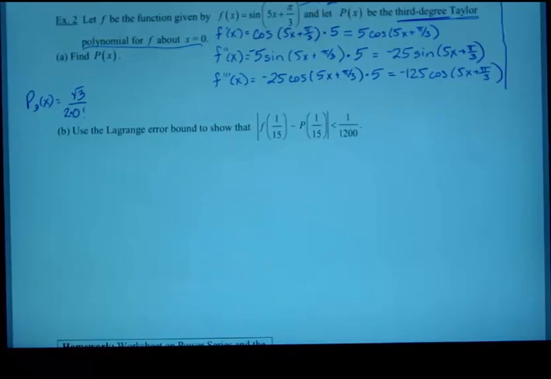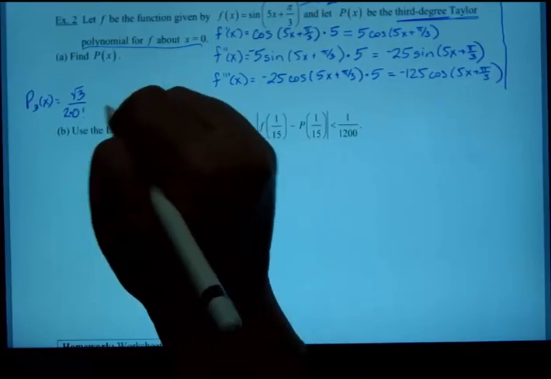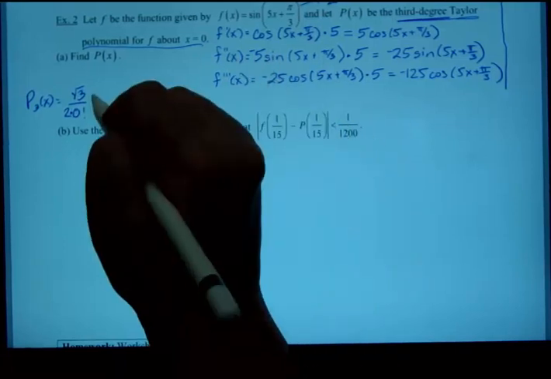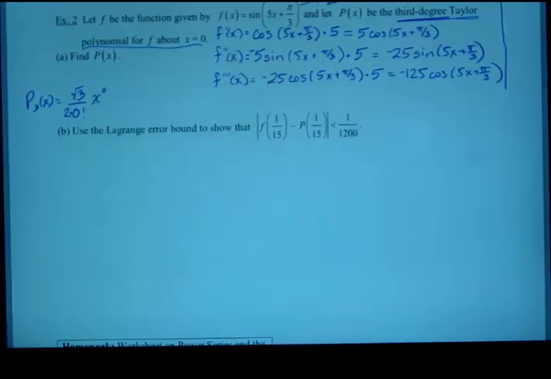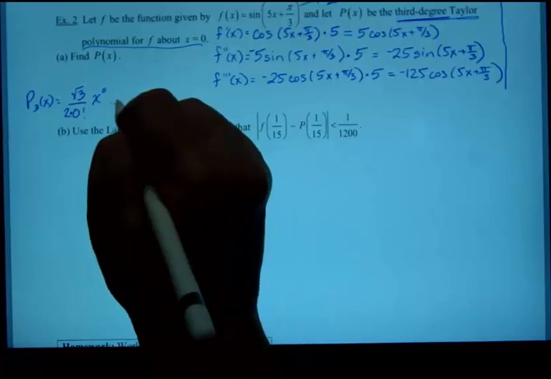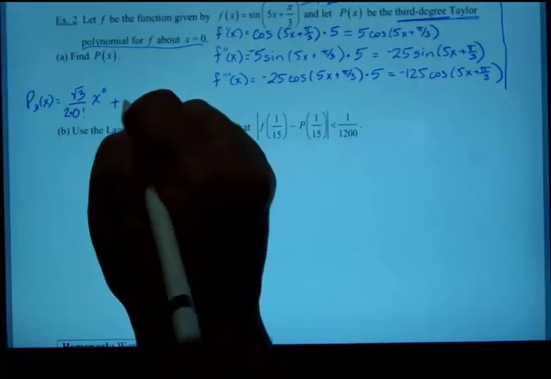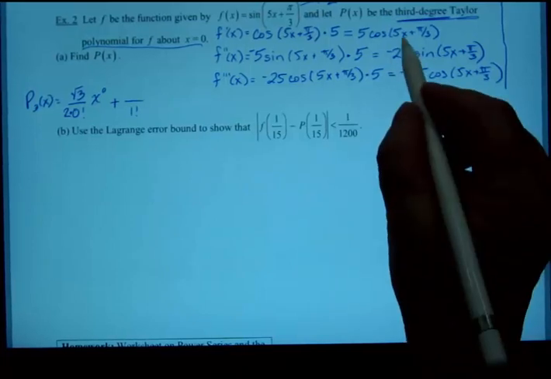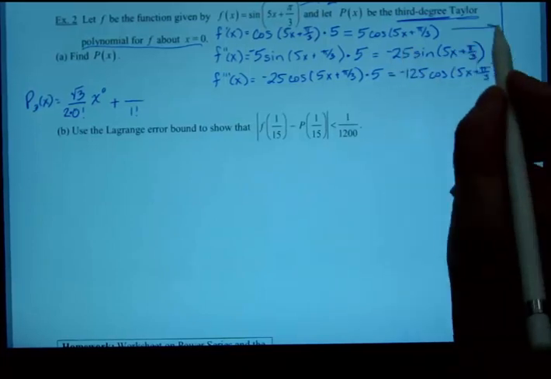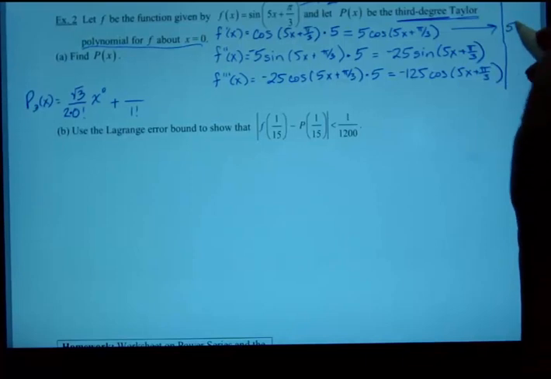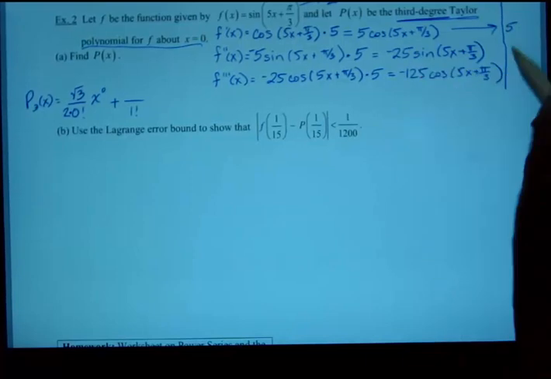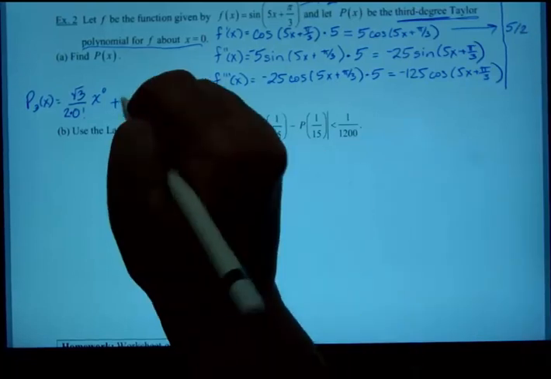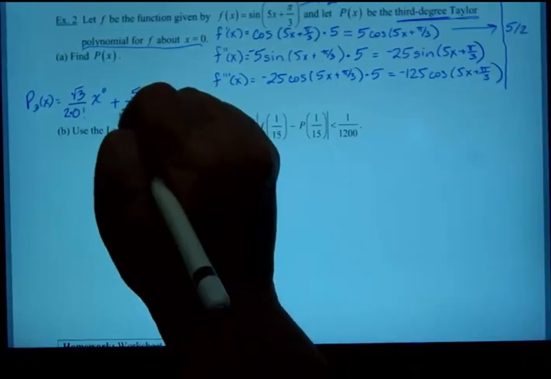Now, is it an x minus something in the parentheses, or just an x? Nothing. It's just an x to the 0. Plus, okay, it's going to be a 1 factorial. Got to go plug in. What's that going to be? 5 times the cosine of pi over 3. 5 halves. So we'll put the 5 on top and the 2 on the bottom, x to the first.